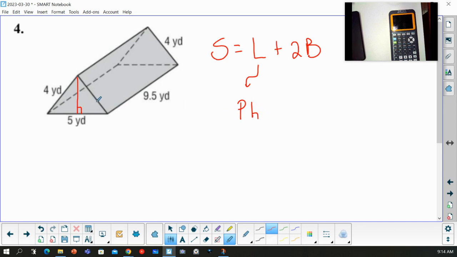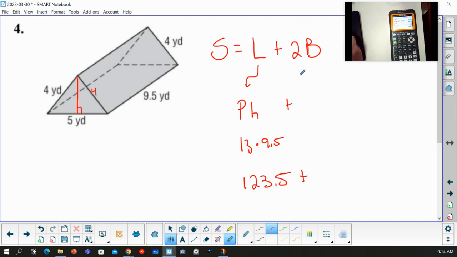So we actually could find the perimeter of the base. We have all the numbers we need for that. Perimeter of the base would be 5 plus 4 plus 4. So that's 9, would be 13 times the height, 9.5. And I'll go ahead and do that. 13 times 9.5 is 123.5. So the lateral area is 123.5.